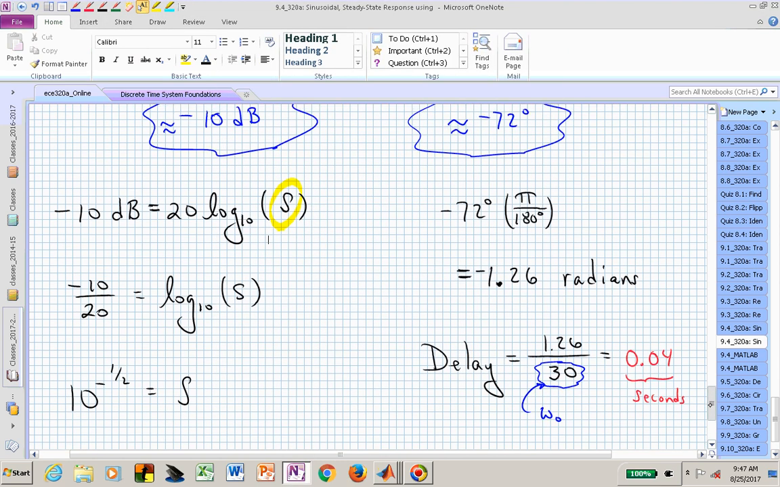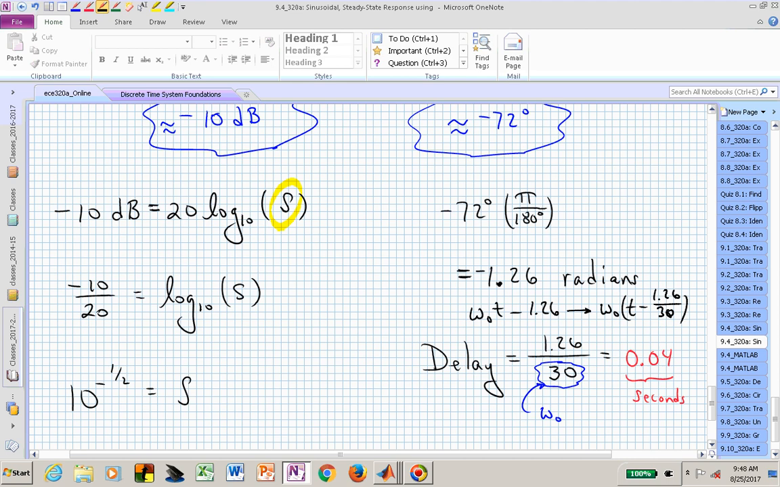Finally, the delay I can find by the phase shift. If I convert that delay in degrees into radians, I have a radian shift of -1.26, and this was in the argument of my cosine. I have omega naught t minus 1.26. Well, I'm actually wanting to factor out the omega naught from that so that I can see what my delay actually is. And that's where this delay is coming from, of 1.26 divided by 30, or 0.04 seconds.